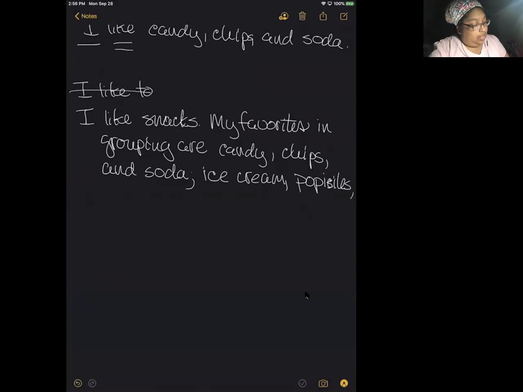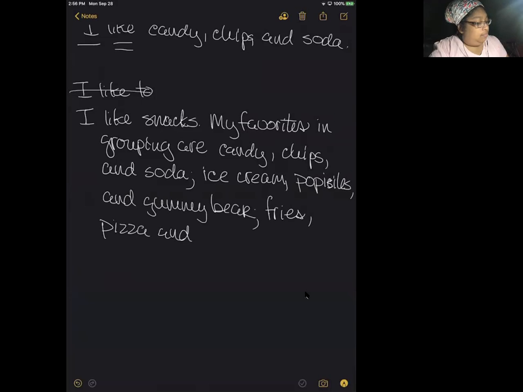Popsicles. And gummy bears. Clearly the supreme candy. And fries, pizza, and I don't know, burgers. Ooh, that's a list, right? That's a lot of snacks. That's a heart attack waiting to happen. But before we have the heart attack, let's see how this breaks down.